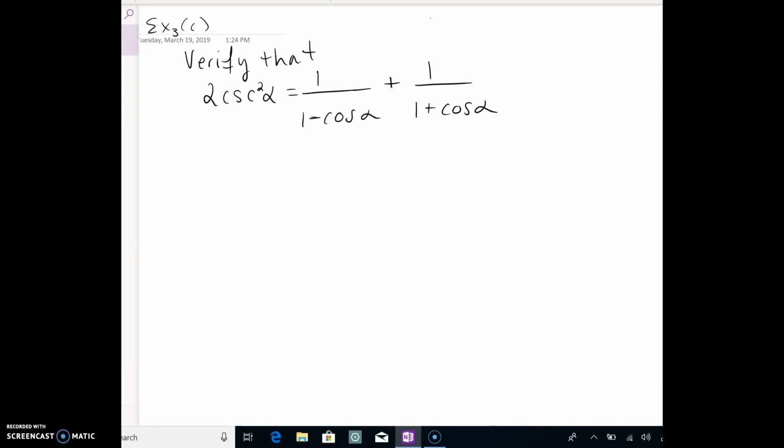For example number 3, part C, we want to verify that 2 cosecant squared alpha is equal to 1 divided by 1 minus cosine alpha plus 1 divided by 1 plus cosine alpha. We're going to call the right-hand side of the equation the more complicated side, just because it has 2 fractions in it. So combining them, turning them into a single expression like on the left-hand side, is going to be easier than decomposing the cosecant squared into these 2 terms.